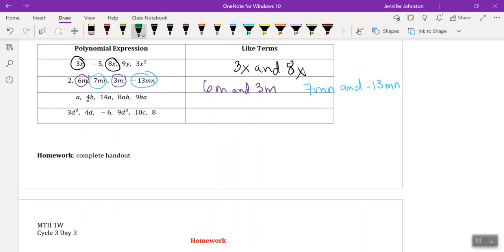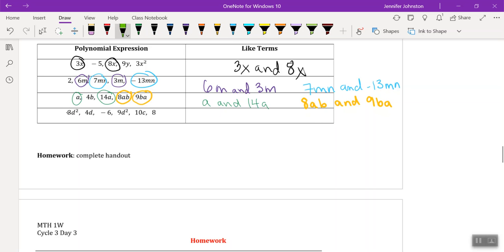All right, this one has 1a, 1b. Oh, there's 1a right here with the 14. So a plus 14a go together. If we put those together, we'd get 15a's. Anything else? This one's a little tricky. This one has an a and a b. This one has a b and an a. It doesn't matter which way they're written, as long as they have 1a and 1b. So these can also be combined like terms to give us 17 ab's.